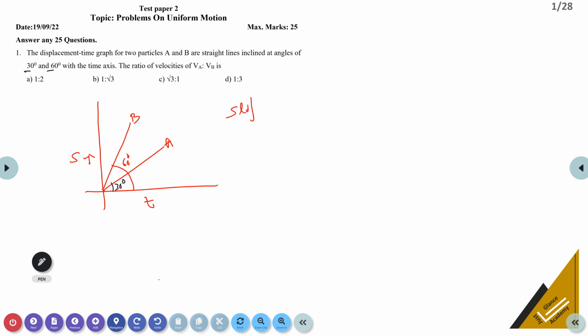We know that the slope of displacement time graph represents what? Velocity. Slope gives velocity. And from mathematics we know that slope equals tan theta. We know this.